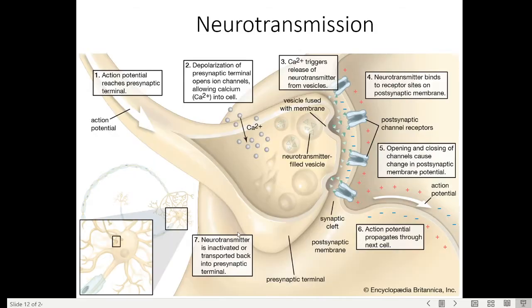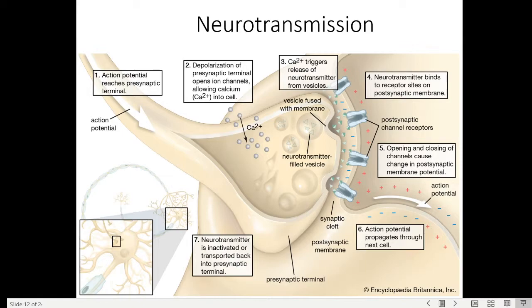Okay, now after that, normal cell communication. Here we now enter into neurotransmission. Why does it happen in neurotransmission? Because neurotransmissions alone activate all the cells. This happens based on 7 steps. The action potential reaches the presynaptic terminal.